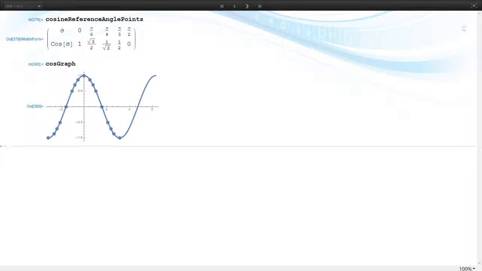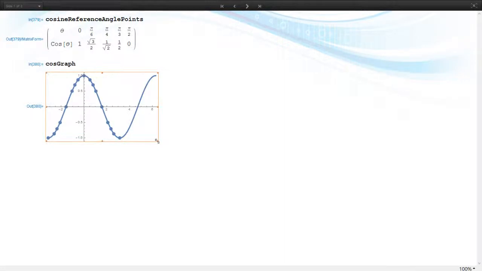This is the line in the reference angle chart that refers to the values that cosine obtains. And we can use the unit circle the same way on cosine as we did on sine, remembering that cosine is positive in the first and fourth quadrants and negative in the second and third quadrants. And we can get a graph of cosine, like so.